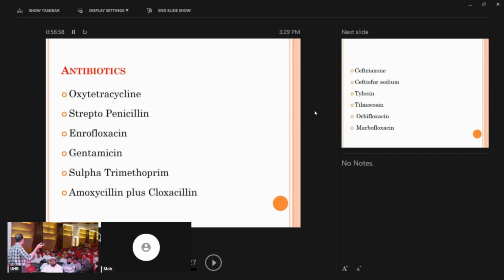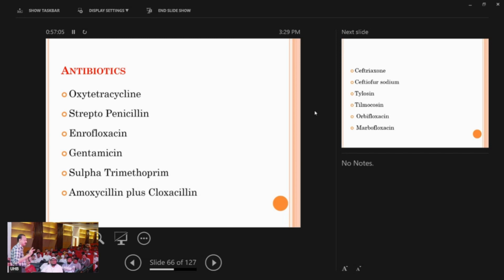Enrofloxacin is commonly used in case of respiratory tract infections, mastitis and other indications of skin and soft tissues. It's a very broad spectrum antibiotic. Streptomycin is a narrow spectrum antibiotic. It's commonly used in combination with other antibiotics, especially in case of mastitis.